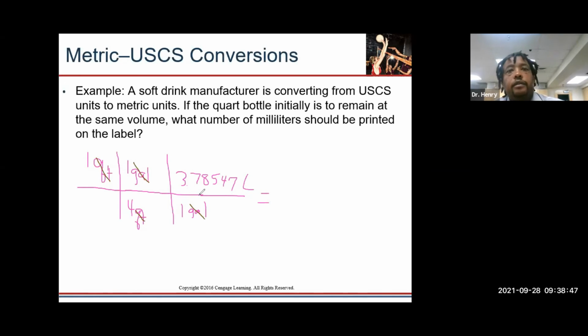So what is my answer? We want milliliters. How many milliliters are in a liter?